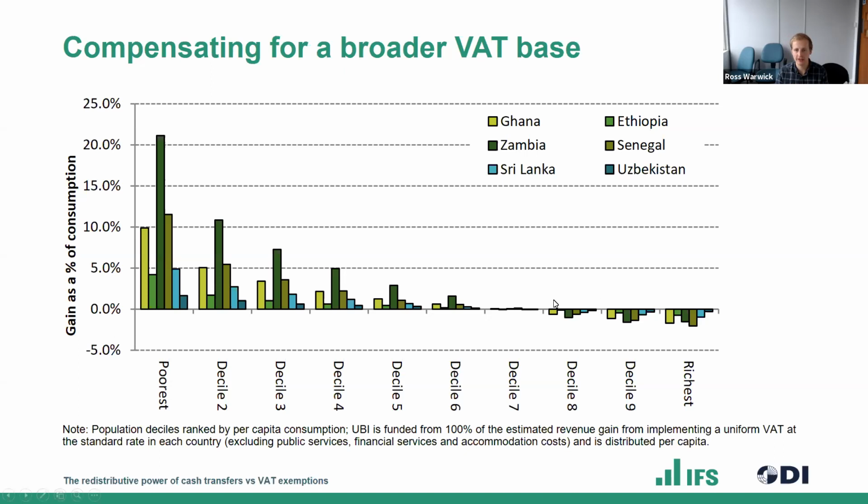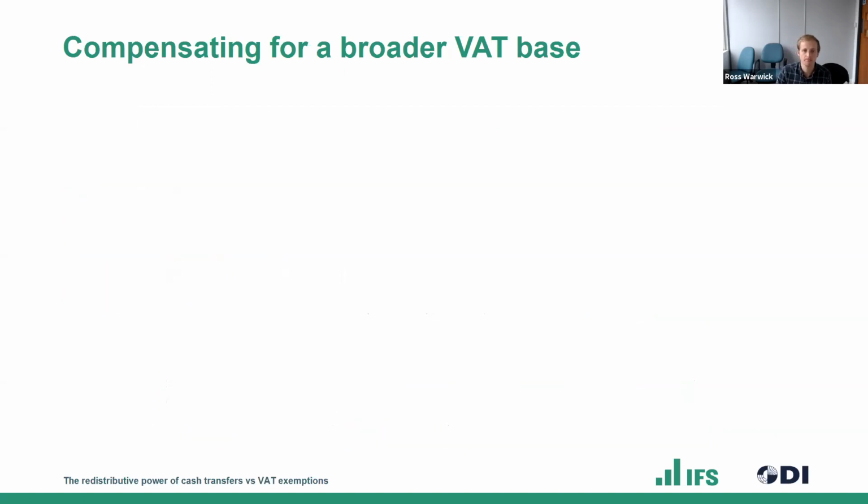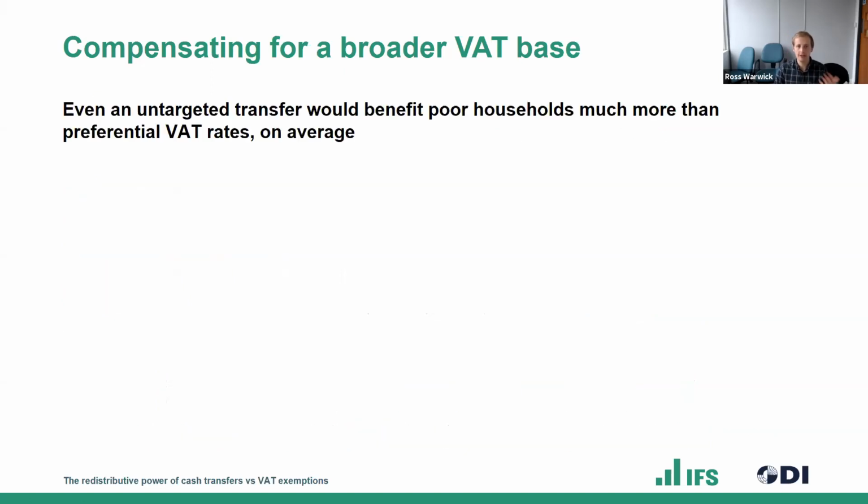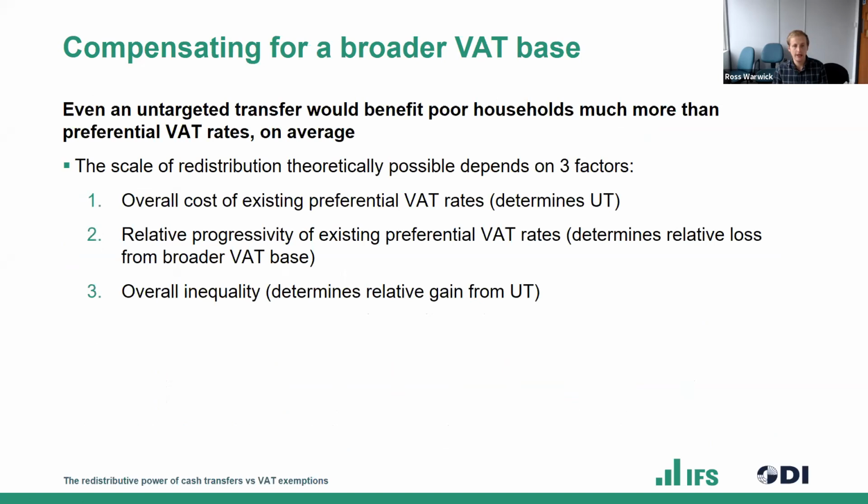And interestingly, it seems to be around decile 7 where things seem to flip from winners on average to losers on average. So the main conclusion is that even an untargeted cash transfer would benefit poor households more than preferential VAT rates on average, with the scale of redistribution theoretically possible depending on three key factors.